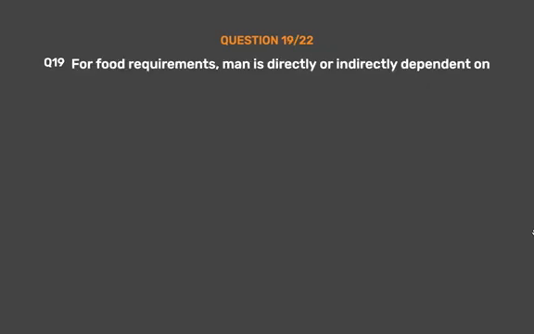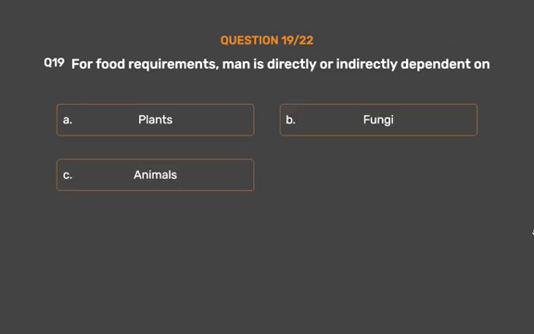Question number 19. For food requirements, man is directly or indirectly dependent on Option A. Plants. Option B. Fungi. Option C. Animals. Option D. Microorganisms.